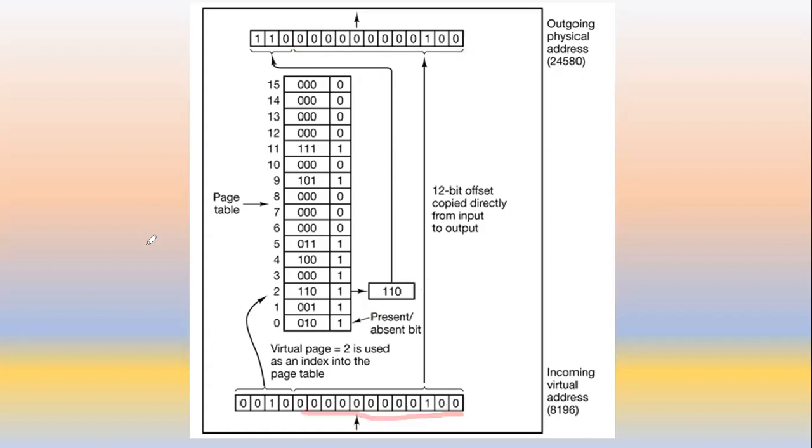And therefore, that's why we are saying that these 12 bits, which represent the offset, are copied directly as they are from the virtual address to the physical address. And you can see that these 12 bits are the same as these 12 bits. That's what we call offset. So the only part that we change between the virtual address and the physical address is the virtual page number, or what we are calling the virtual page, and the physical frame. Good.